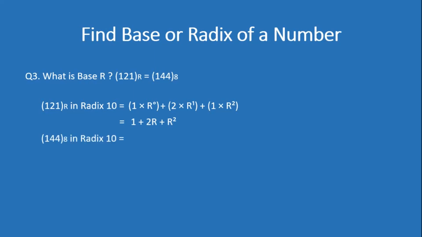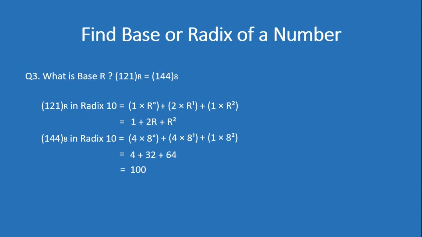Now the next number, 144 in base 8 in radix 10. So the rightmost digit 4 will be multiplied by 8 to the power 0, plus 4 multiplied by 8 to the power 1, plus 1 multiplied by 8 to the power 2. So that is equal to 4 plus 32 plus 64, that is equal to 100.